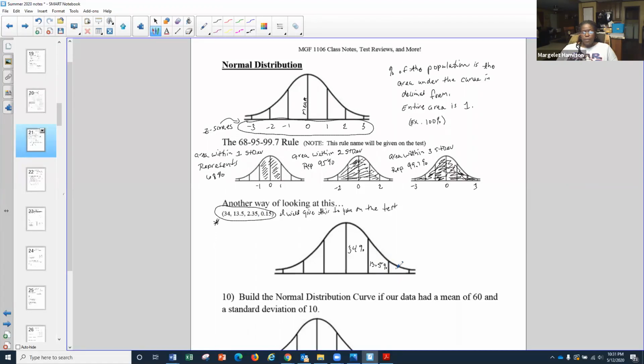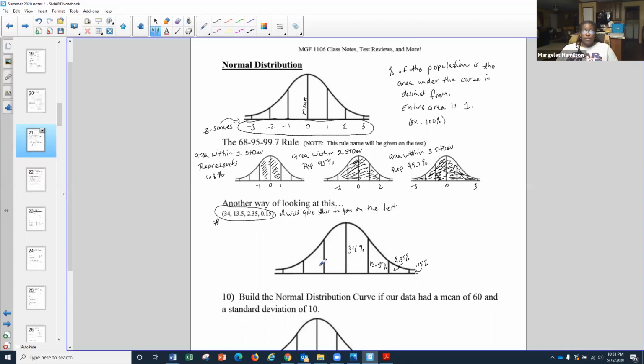Okay. This next area here breaks down into 2.35%, this area right here. And then the last part, this little tidbit right here, is 0.15%. Okay.